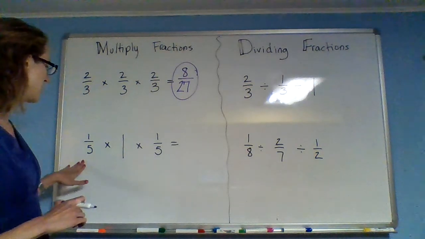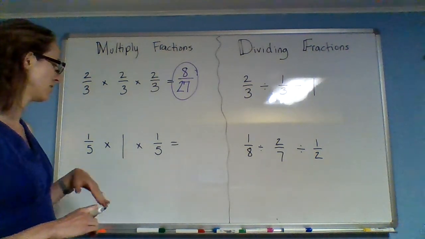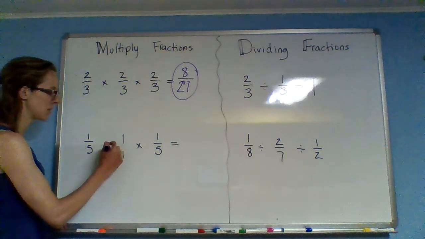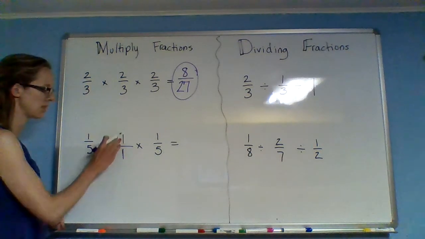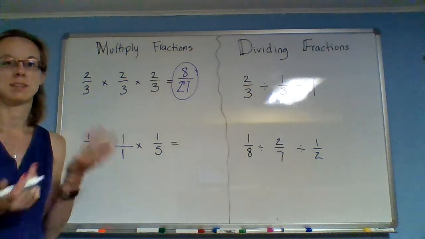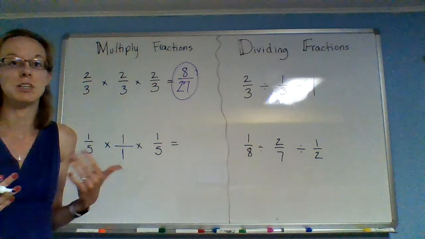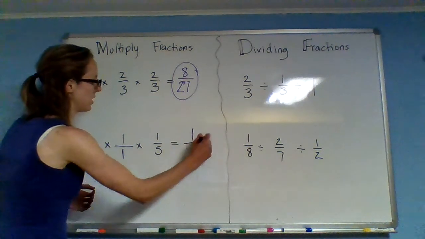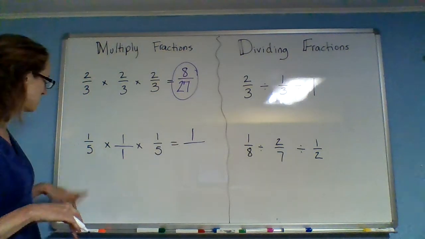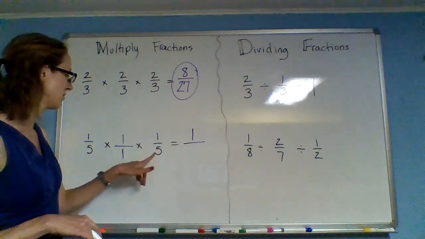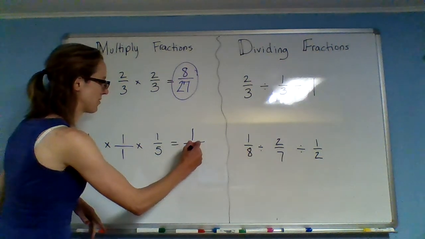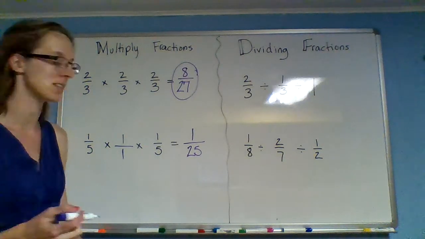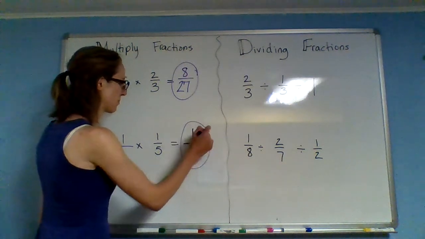Let's try this one. 1/5 times 1 times 1/5. Again, remember that when I have a number like 1 or any whole number, it's like that number being over 1. So 1 over 1 is the number 1. If the whole number was 2, it would be 2 over 1. 1 times 1 times 1 is 1. Whew, that top was pretty strenuous. 5 times 1 is 5, times 5 is 25. Since it's already a 1 on the top, I know that it's simplified as far as it can be. This number is done.